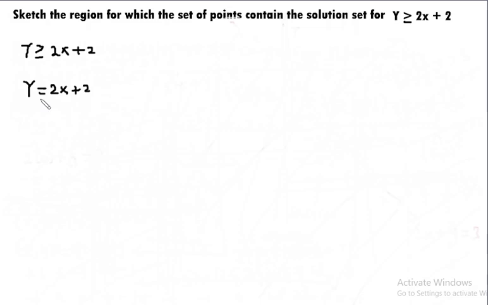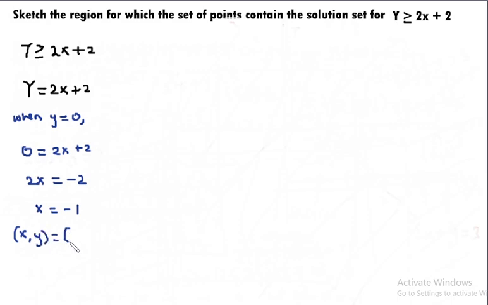From here, I'll need to know the value of y when x is 0 and x when y is 0. This is to help me plot on the Cartesian plane. So when y is equal to 0, I'll immediately plug the value of y. So this 0 is equal to 2x plus 2. From here, I have 2x is equal to, moving 2 to the other side, negative 2. x is equal to minus 1. So x equals minus 1. That means x is minus 1 when y is 0.